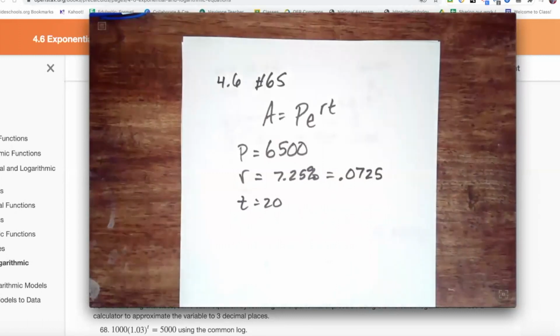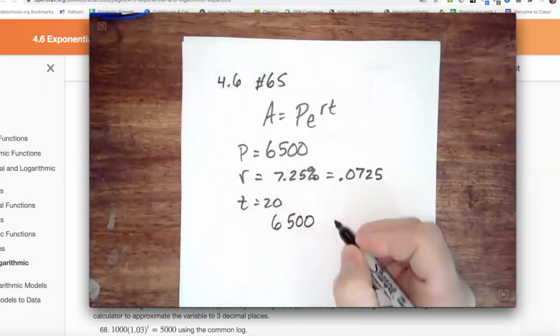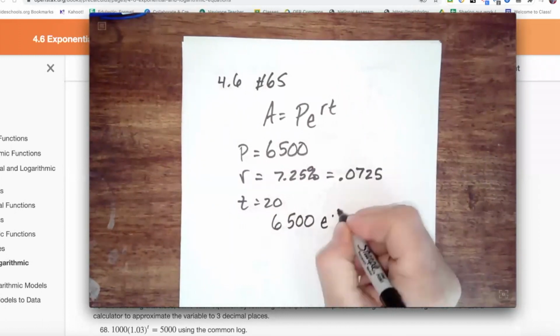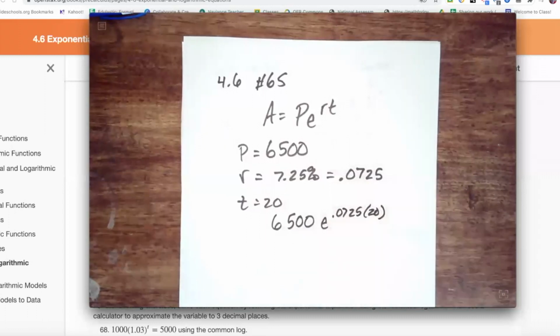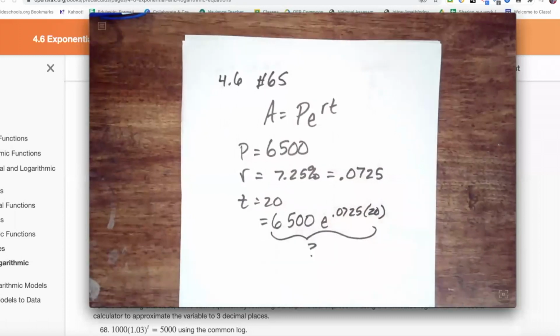Well, let's see if I can tell Apple to do all of this. Hey, Siri, what's 6,500 times e to the power of 0.0725 times 20? The answer is 139,775. That's a little high. So I'm going to put a big old question mark on whether Siri got that right.